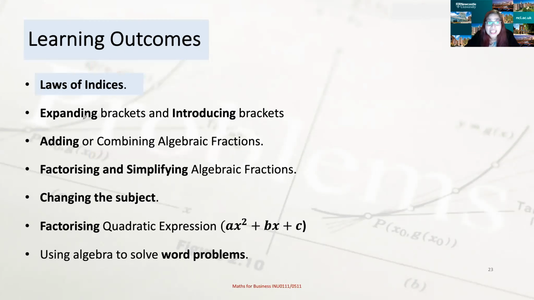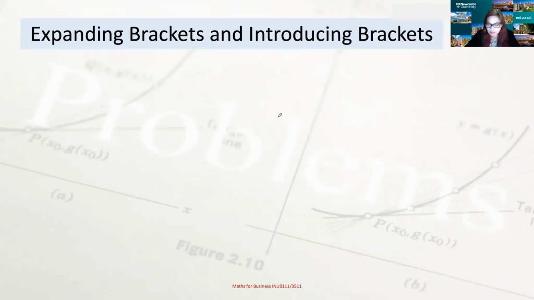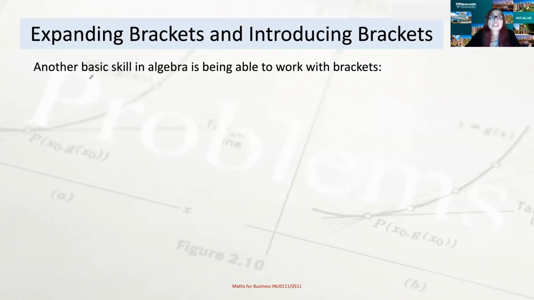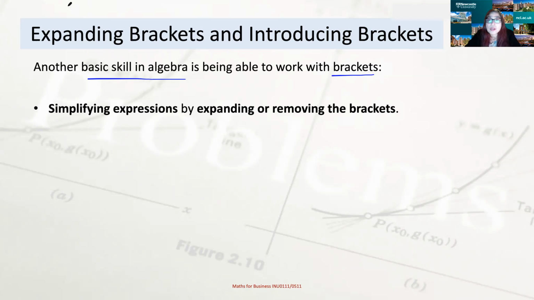Okay, we have seen laws of indices. Now let's see how to expand brackets and introduce brackets, and when to do that. This is a basic skill in algebra, to work with brackets. Very important it is. So when do you do that? You simplify expressions by expanding or removing brackets.